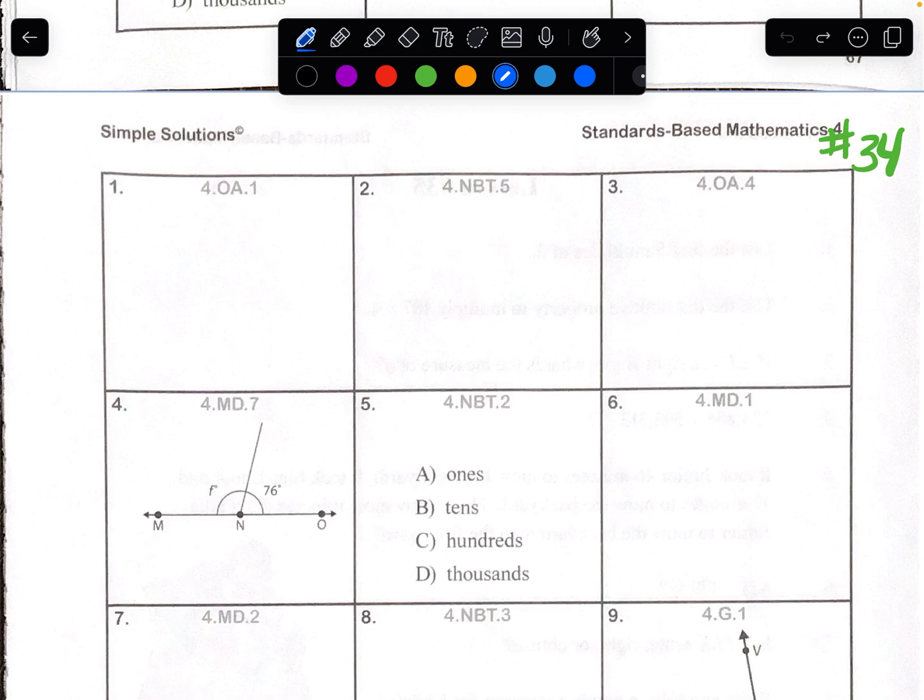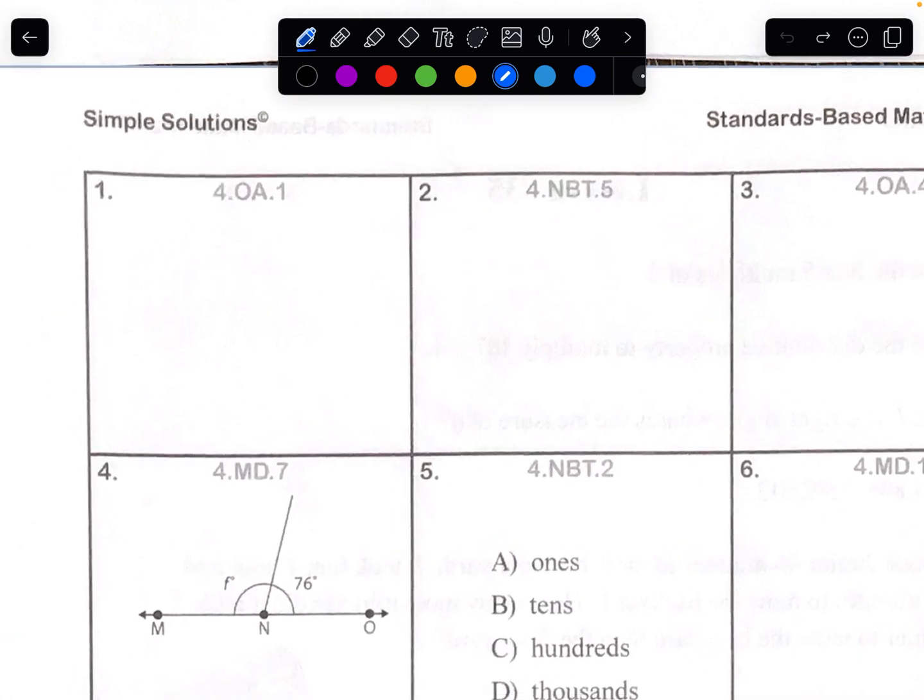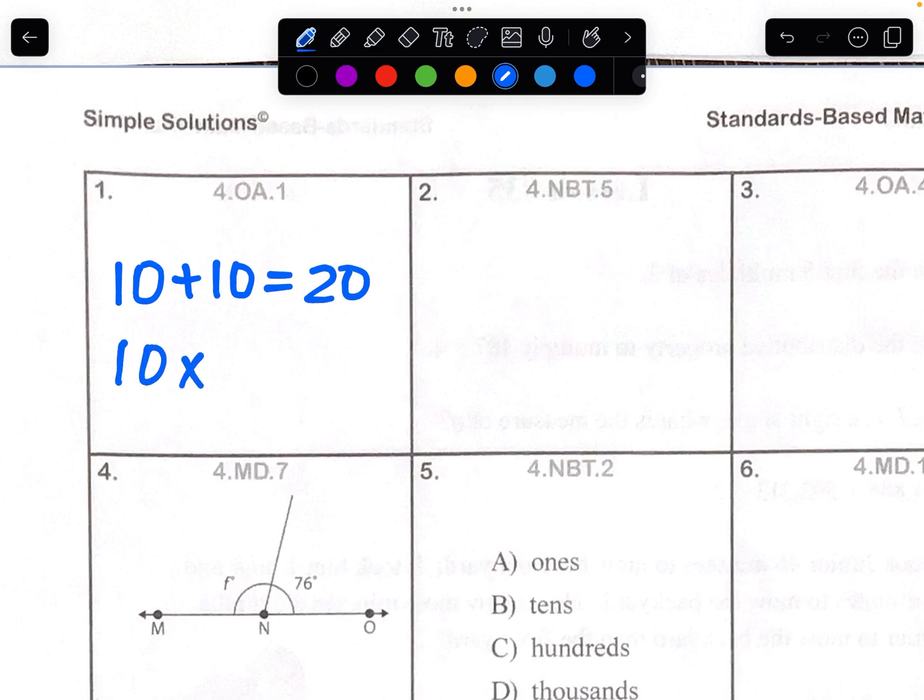All right, number 1 says write and solve a number sentence for 10 doubled. 10 doubled is either 10 plus 10, or the word doubled can also mean times 2, for the same answer there. So always give yourself a check. If you got it wrong, fix it.